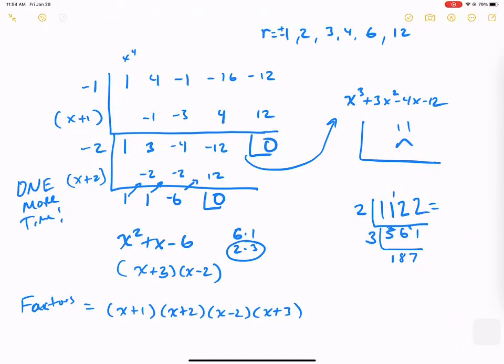And I think we are stuck with 187. So 187, because I can't divide this by 3 anymore, and I can't think of another number I can divide this by, times 2 times 3. These are the factors of 1122. Okay, so we have been doing this skill of just dividing, but in this case we're using synthetic division as our dividing tool for large polynomials.